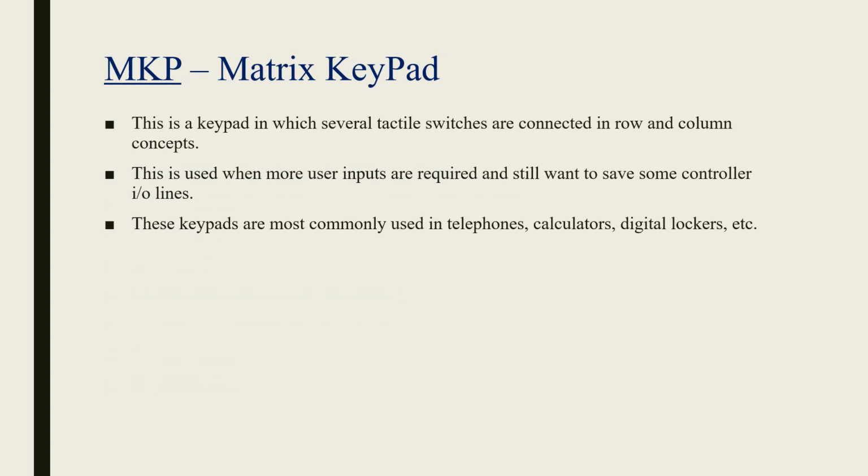MKP, matrix keypad. This is a keypad in which several tactile switches are connected in row and column concept. This is used when more user inputs are required and we still want to save some controller lines. These keypads are most commonly used in telephones, calculators, digital lockers, etc.